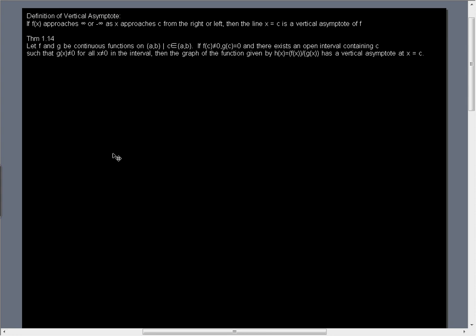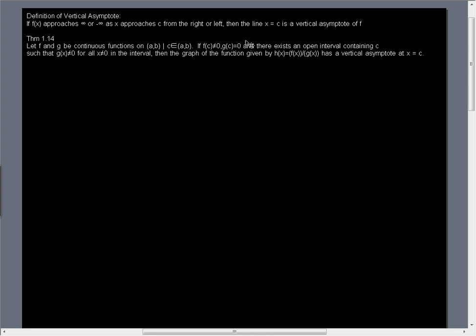Let's take a look at vertical asymptotes and how they apply to limits, and how limits give you a hint as to what's going to happen. The definition of a vertical asymptote says if some function f of x approaches infinity or negative infinity as x approaches some value c from the right or the left, then the line x equals c is a vertical asymptote of f. As a consequence of that, they're going to be a little more formal.